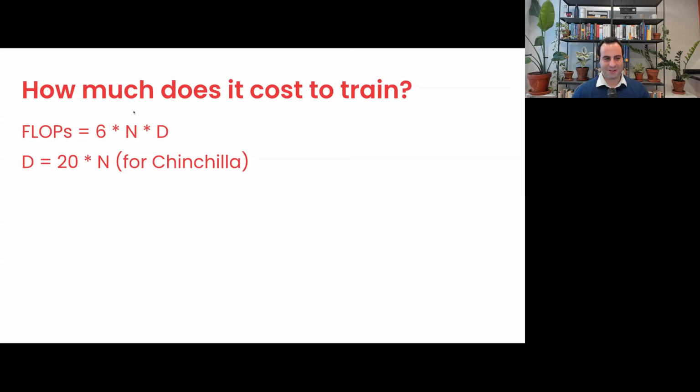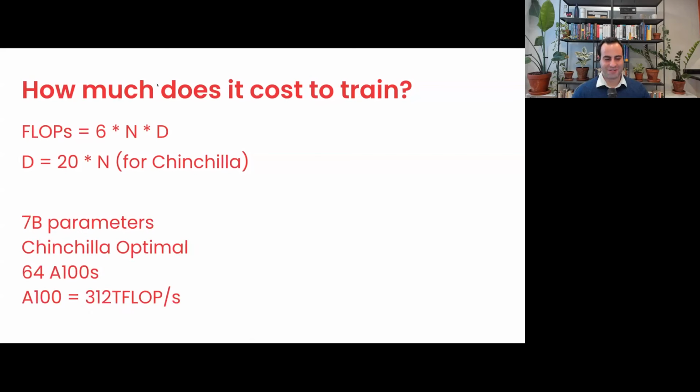So I'm actually going to go through an exercise here. I want to calculate how long it's going to take to train a 7 billion parameter model to the Chinchilla amount of data on 64 A100s. And I'm going to tell you that an A100 runs at about 312 teraflops per second. A teraflop is 10 to the 12th. And an H100 is about 989 teraflops, according to NVIDIA.